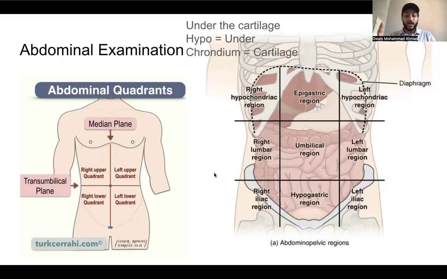Then we can divide into nine different regions. That's going to be the right hypochondrium, epigastrium, left hypochondrium, right lumbar region, left lumbar region, umbilical region, right iliac region, left iliac region, and hypogastric. So that's only nine. So these are two key ways you can divide it, and it's a really nice way to approach it.